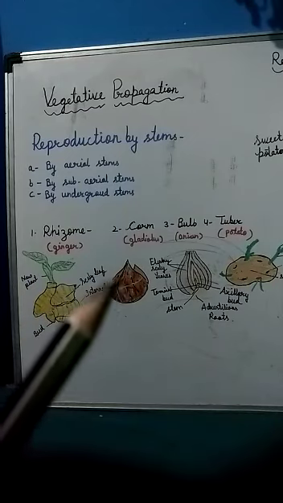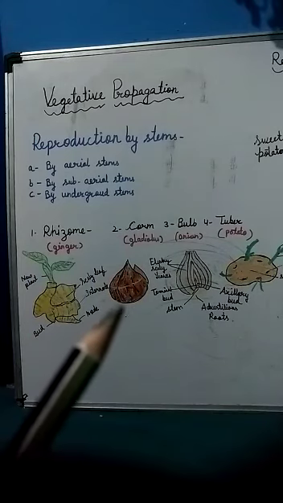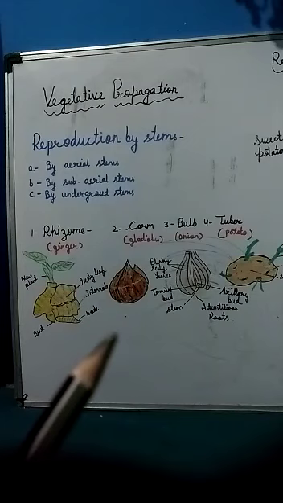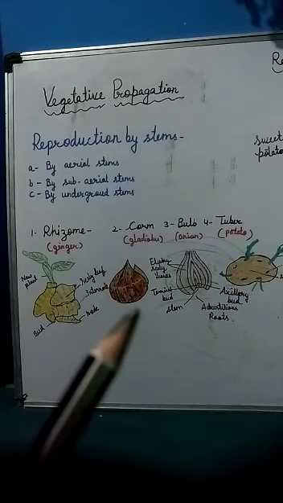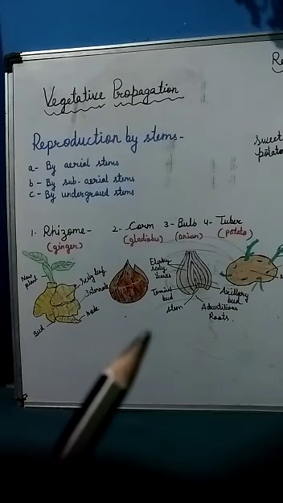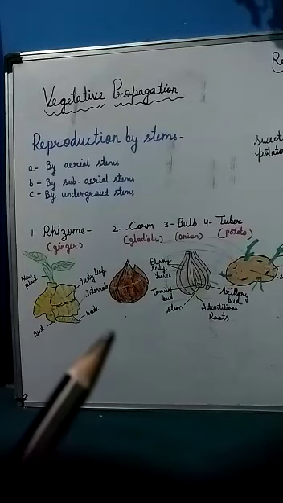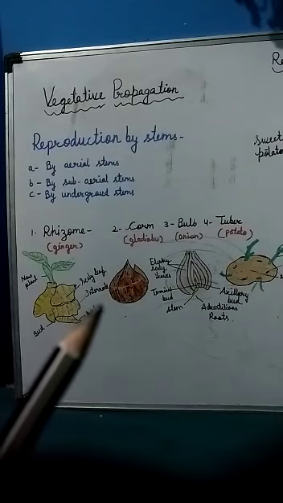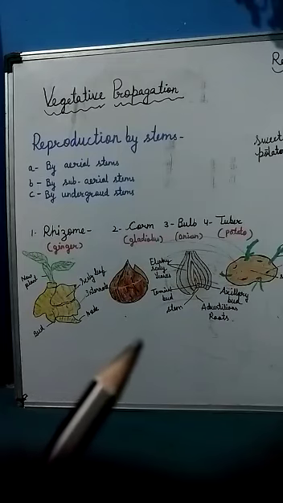Now the next one is corm. A corm is an underground stem that grows in clusters and it is usually round in shape. It grows vertically in the soil and is more or less cylindrical in appearance. And it bears nodes and internodes, and at the nodes scale leaves are present.